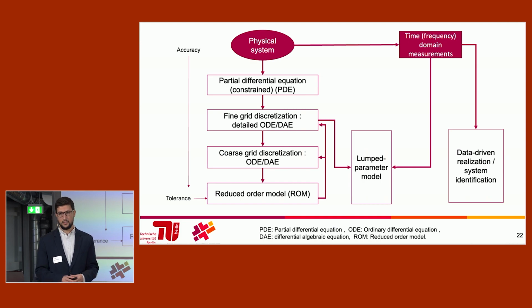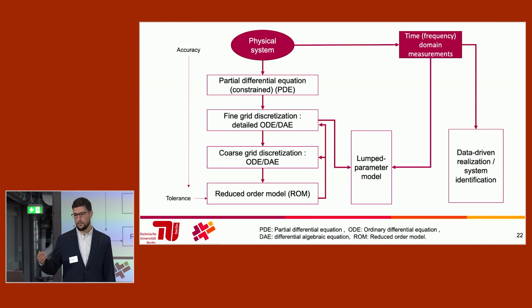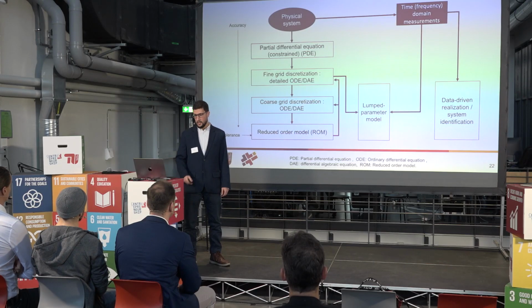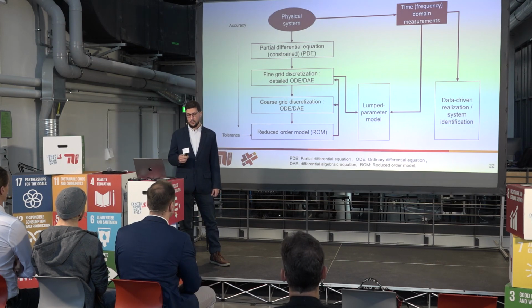more accurate using a fine grid discretization, but slower, or we can do coarse grid discretization and get faster simulation. At the bottom, we have model reduction, where we can reduce the order of the system even more to get even faster simulations. And this can be tweaked or controlled by some tolerance, depending on whether we want faster simulations or more accuracy. Then on the side of that, we have lumped parameter models.